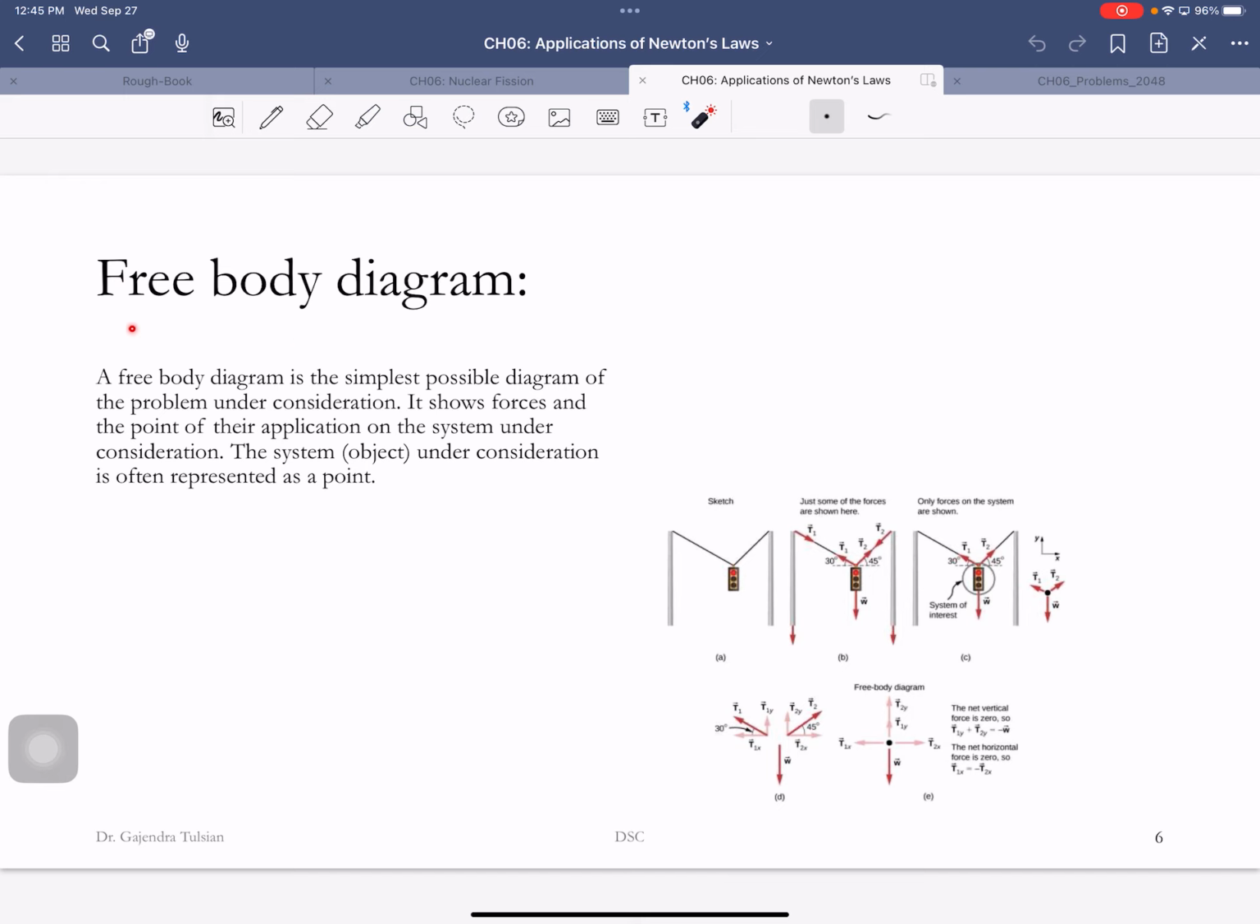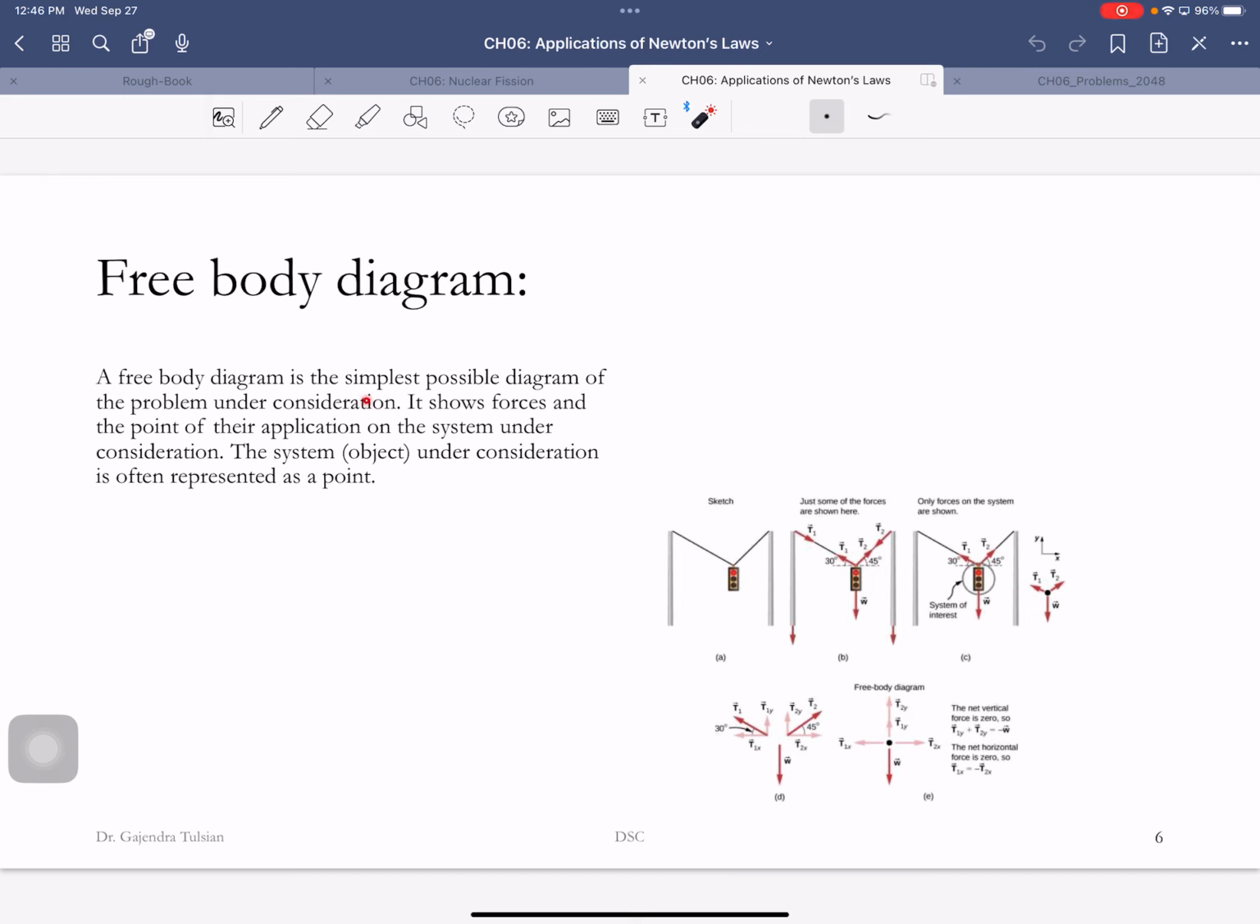All right, so this term free body diagram. Here was the physical system that you were analyzing. And we want to draw very simple diagrams and show the relevant forces. So this system, your object of interest, was represented by a point, and the three forces were shown.